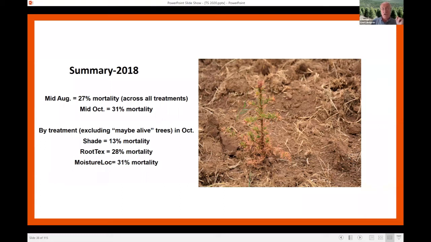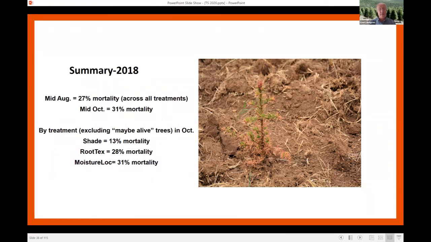By mid-October, 31% of the trees that were planted were dead. If we looked at the October results by treatment, the trees that had shade only had 13% mortality. So Roottex and Moisture Lock didn't seem to help. The mortality on those treatments was pretty much the same as across the whole field, so 31% mortality or thereabouts for non-shade.